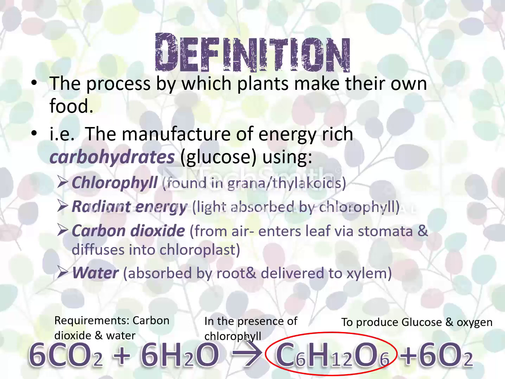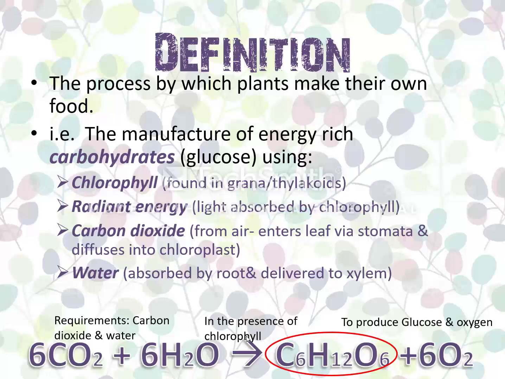I don't know if you guys remember when you were in grade 8 and you wrote this in paragraph format. The water is absorbed by the roots, and then the roots deliver the water to all the other plant organs via the xylem. It'll take place only if chlorophyll is present. Chlorophyll is found in the grana or in the thylakoids. Grana and thylakoids are the same thing. We will revise just now what I'm talking about when I talk about grana or thylakoids.